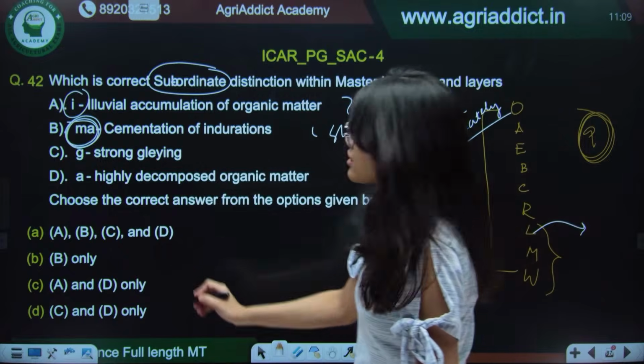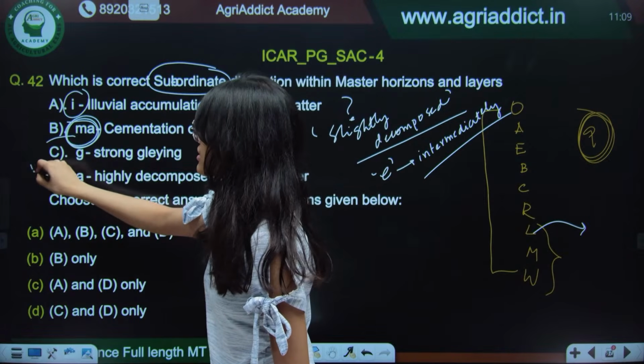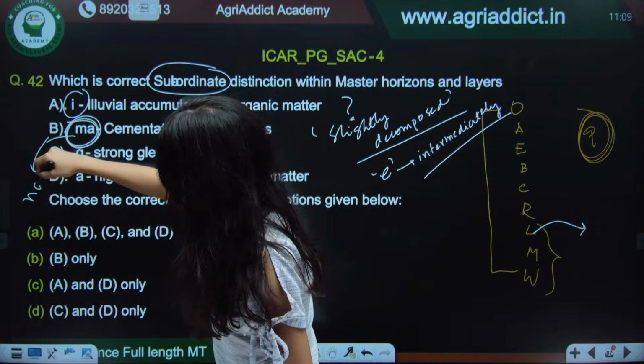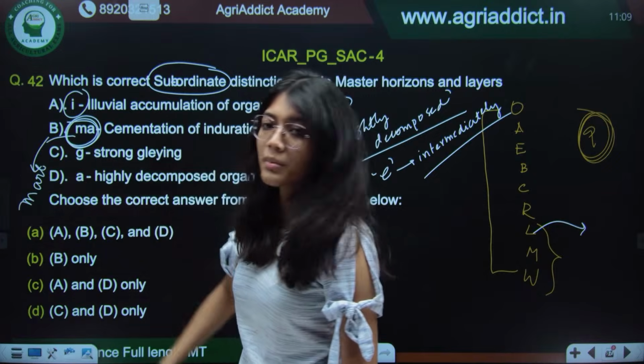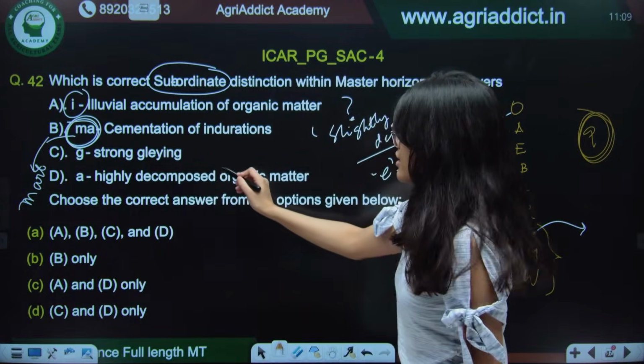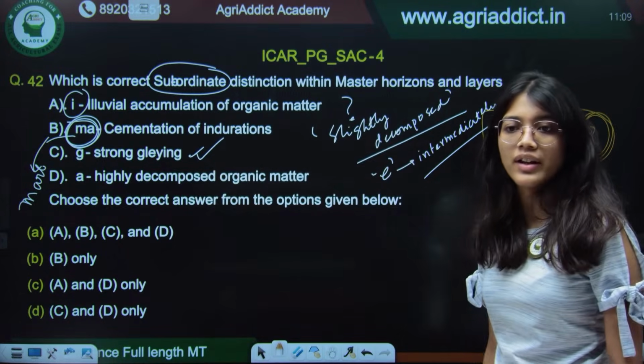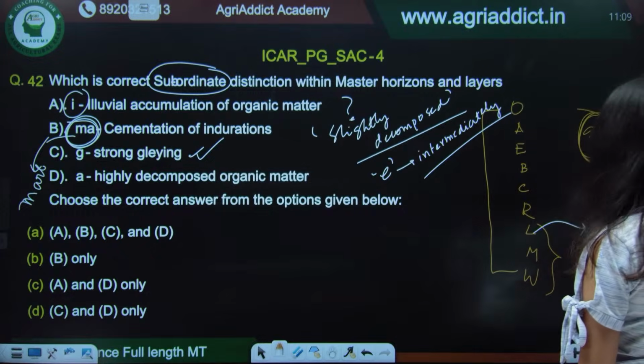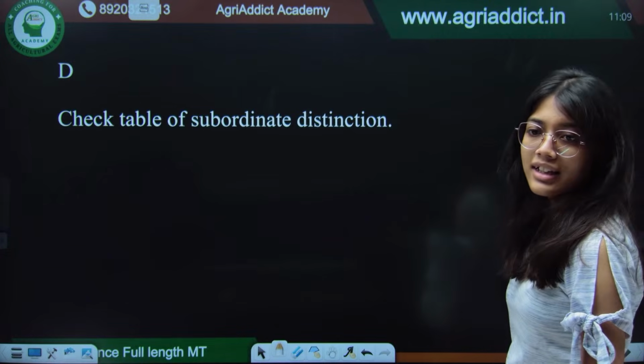What does MA mean? MA means marl. Okay, it refers to marl. And G is strong laying. It is fine. Okay, no problem. So option number D is the correct answer.